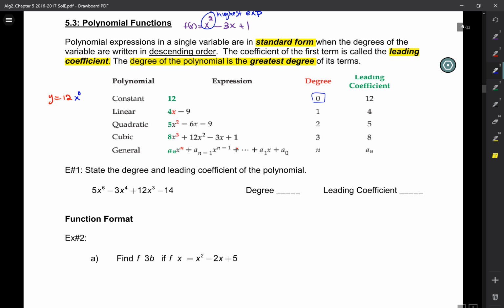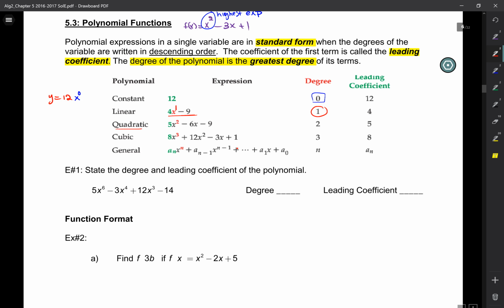So anytime you have a function that looks like this, y equals 12, y equals 7, f of x equals negative 3, where it's just a constant, the degree is 0. Now, let's talk about a linear equation. A linear equation is one that looks like this. These are all your mx plus b's, right? What's the highest exponent that shows up here? It's x to the power of 1. Here we have x to the power of 1, so the degree is 1.